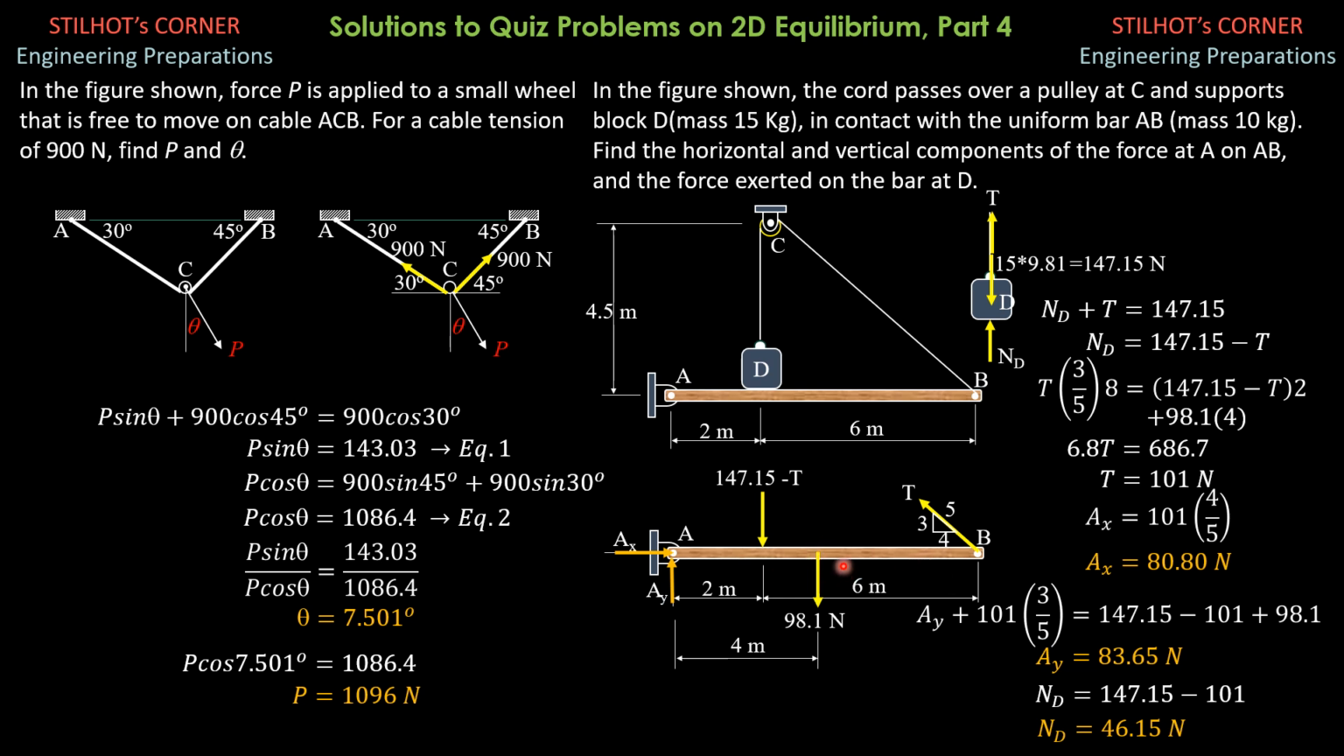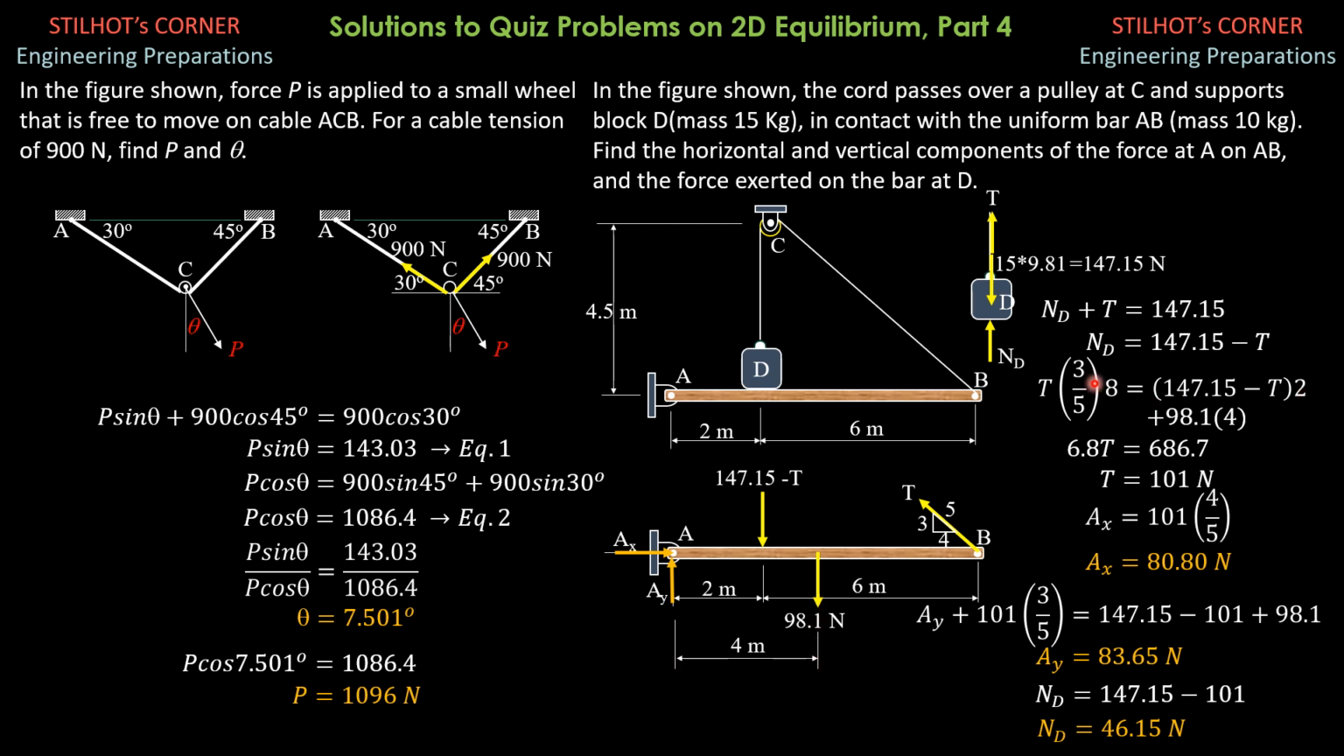So, summation of moments about A equals 0. Only the vertical component of T has moment, the horizontal passes through A. So the vertical component, T times 3/5, and the moment arm, distance from B to A, is 8 meters, 2 plus 6, then equals clockwise moments. Clockwise moments are the quantity 147.15 minus T times 2, plus 98.1 times 4.